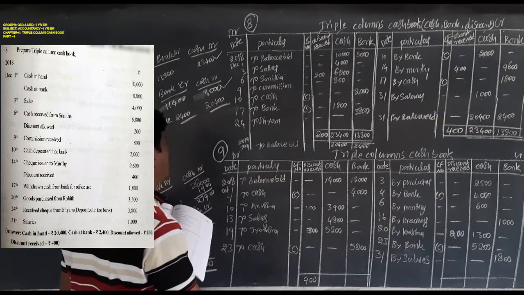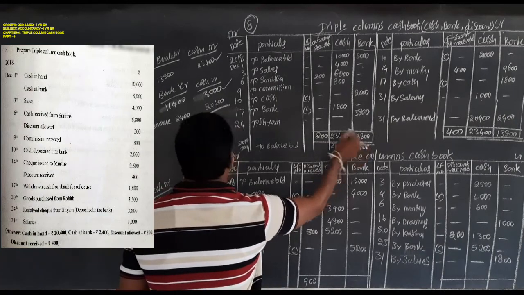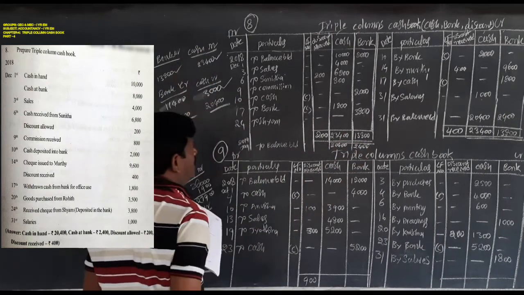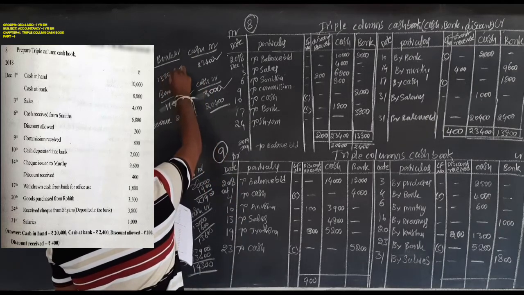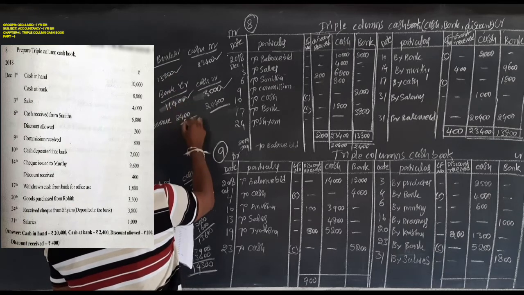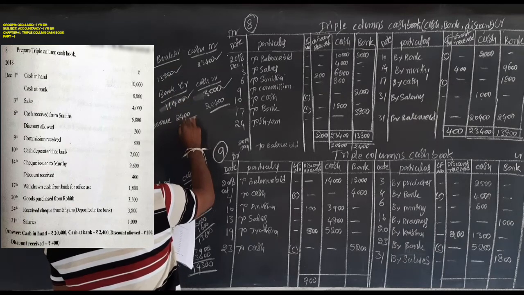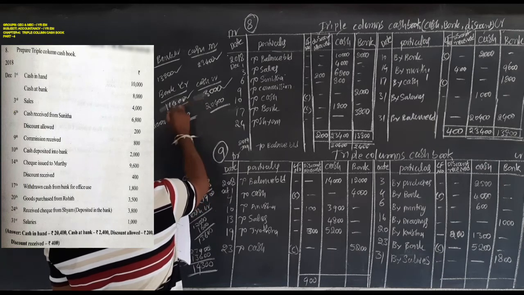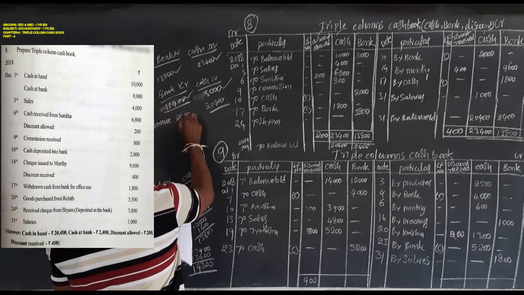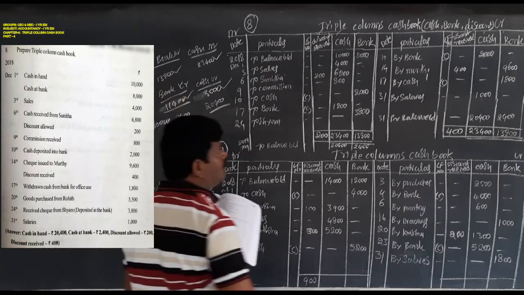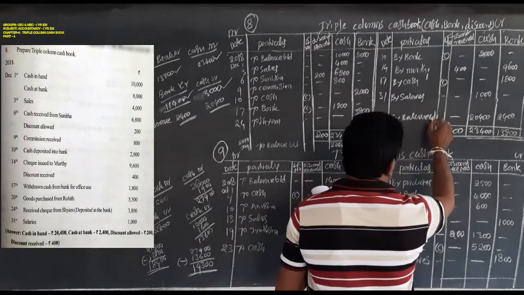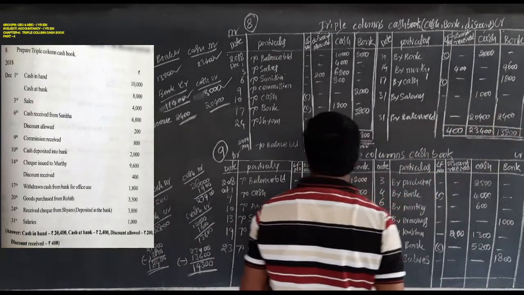And come to the bank. Bank debit total is 13,800 rupees. Credit total is 11,400 rupees. 13,800 minus 11,400, we get 2,400 rupees difference amount. The difference amount must be recorded. Which side is the bank column shortage? In the bank column the shortage is on the credit side, so the difference amount is also recorded on the shortage side, credit side. So by balance carried on, amount is 2,400.